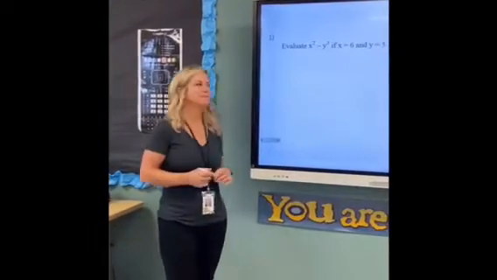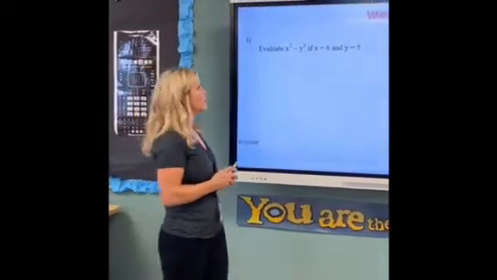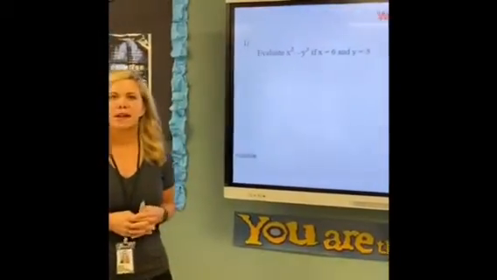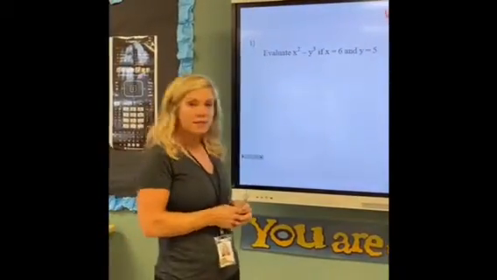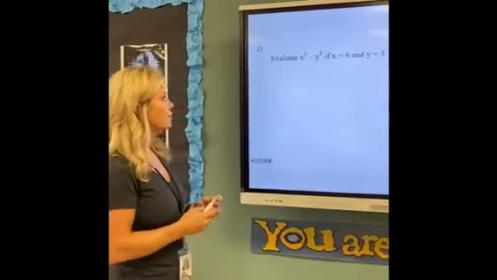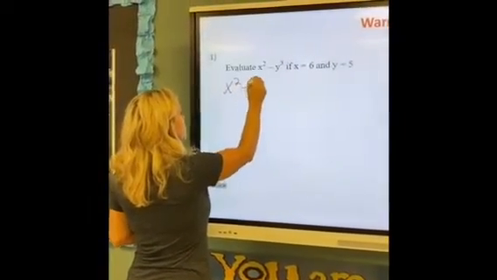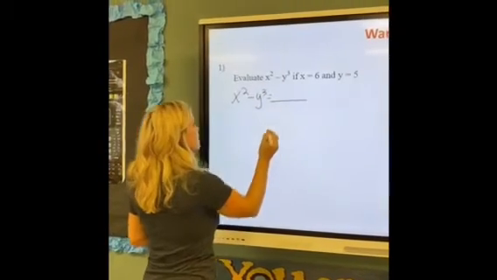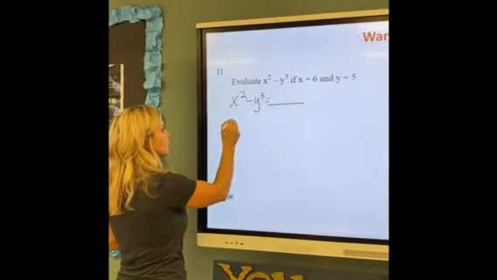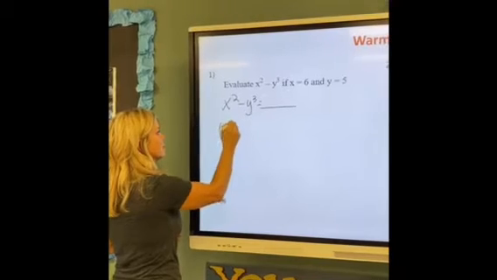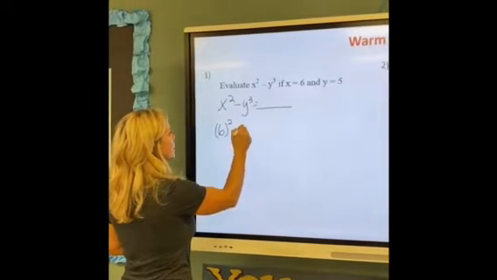Okay, glad you're back. The first problem on the warm-up says evaluate x squared minus y to the third if x equals 6 and y equals 5. So let's rewrite the problem. X squared minus y to the third equals what? If x equals 6, so we're going to plug in the 6 for this x. And for the y, we're going to plug in 5.